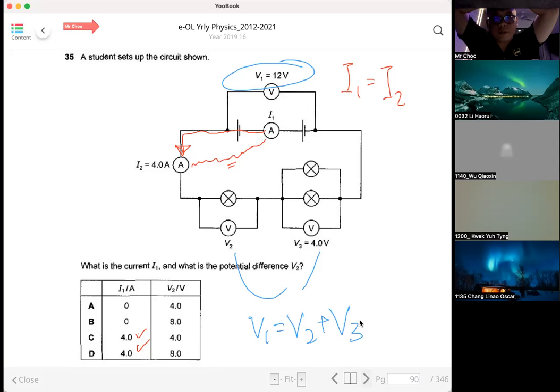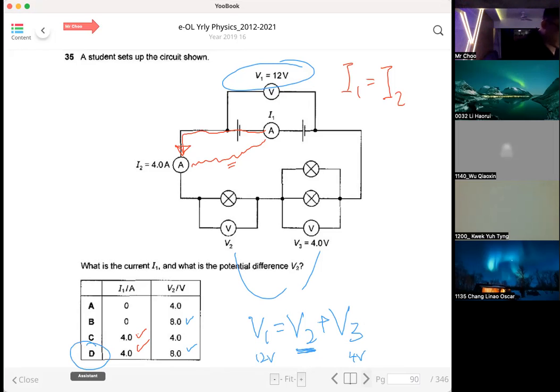Bei Kwan, try again. Howard, well done. Okay, so V1 is 12 volt. V3 is 4 volt. What is V2? Oscar, what is V2? Okay, got it. Well done. Bei Kwan, well done. So V2 is 8 volt. So therefore, the answer for this is D. Is that clear?